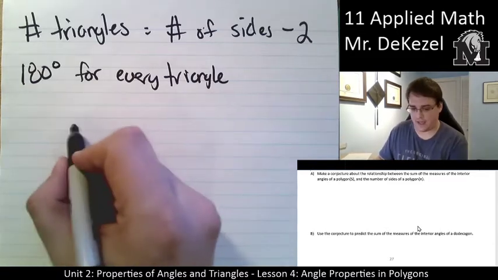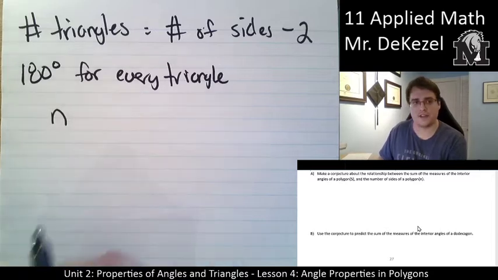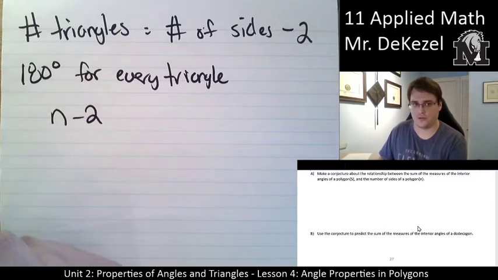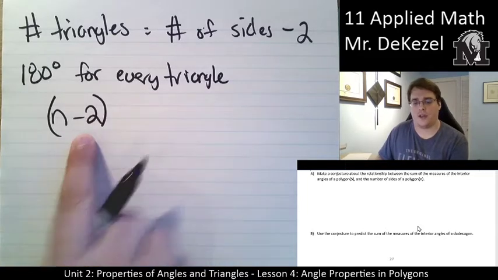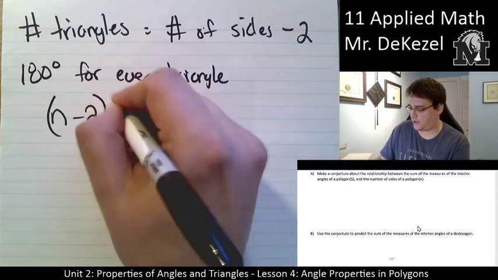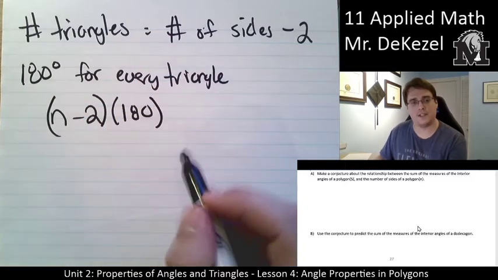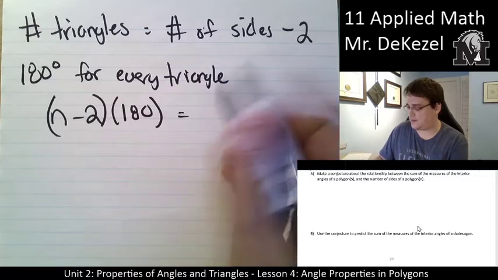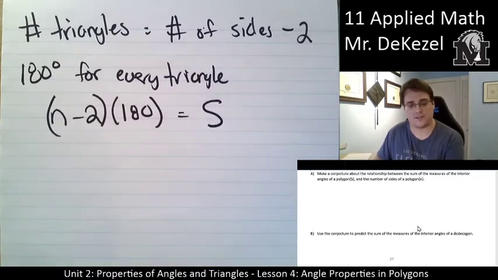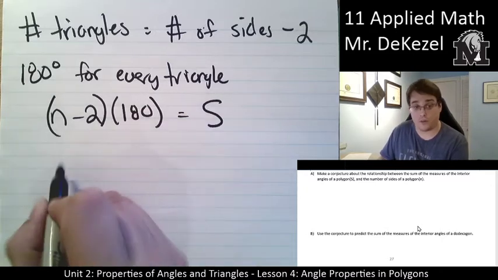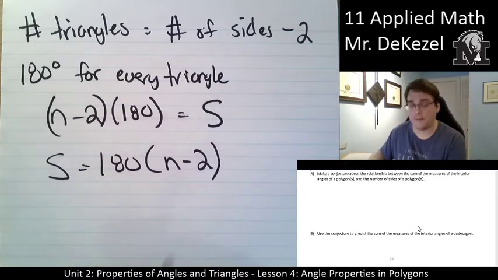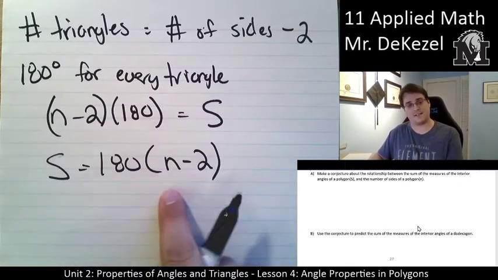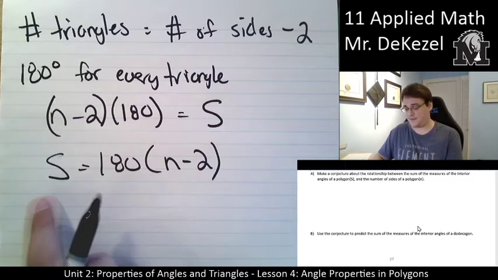Because if I know that n, the number of sides, minus 2, is equal to the number of triangles, and every time we have a triangle we multiply by 180 degrees, that will give us the total, or S, the sum of the interior angles. So we have a new equation. I'll rewrite it the other way here. S is equal to 180 times (n minus 2). If I know the shape has 10 sides, I can find out what the sum of the interior angles is.